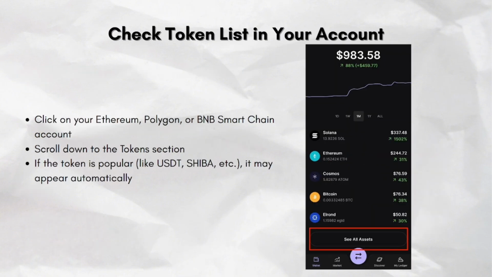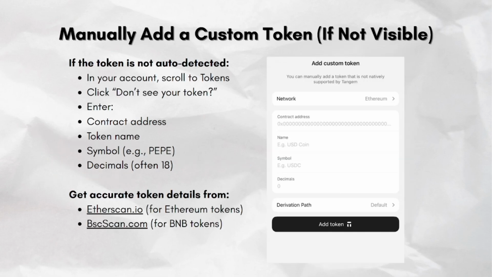Next is to check the token list in your account. First, click on the Ethereum or Polygon or even BNB Smart Chain account and then scroll down to the token section. If the token is popular like USDT, Shiba, etc., it may appear automatically. So you'll no longer have to scroll down to the token section.